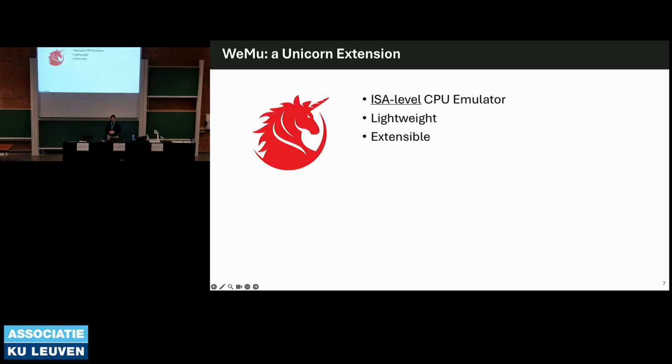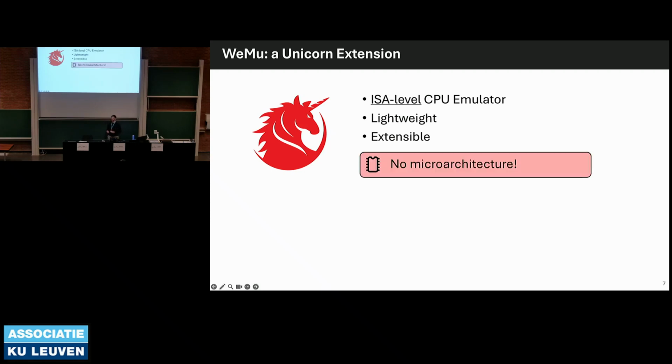Now, for the implementation of WeMu, we chose to extend Unicorn. Unicorn is an ISA-level CPU emulator that probably many of you know. Unicorn is very lightweight and extensible, and importantly, it doesn't have a microarchitecture, allowing us to plug in our own abstract models of the microarchitectural components.